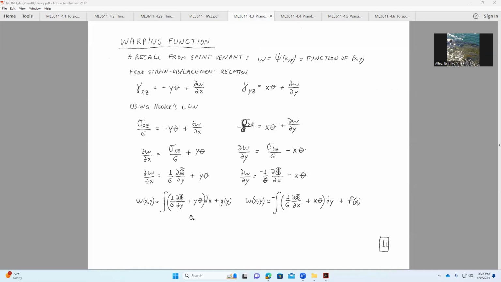dW/dx is going to be our sigma xz over G minus y theta. And then our dW/dy is going to be sigma yz over G minus x theta. So there's our two functions. We've got theta and we've got sigma already, so we'll just go back and refer to those. And we'll keep some of this in terms of the J's as we go through the warping to make it nice and quick.